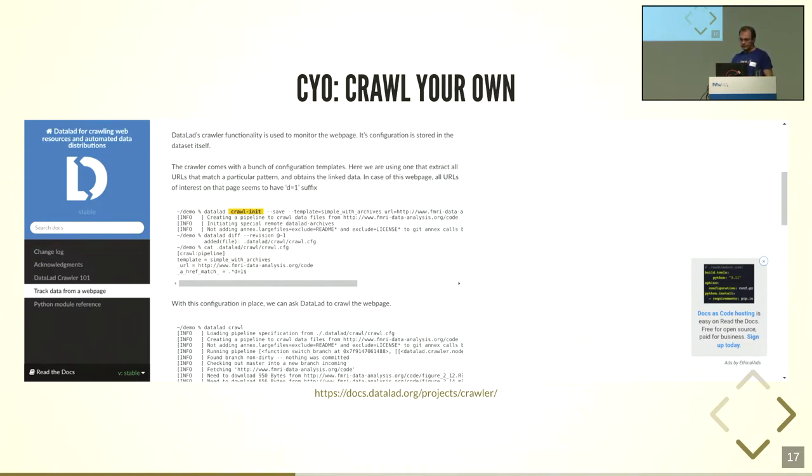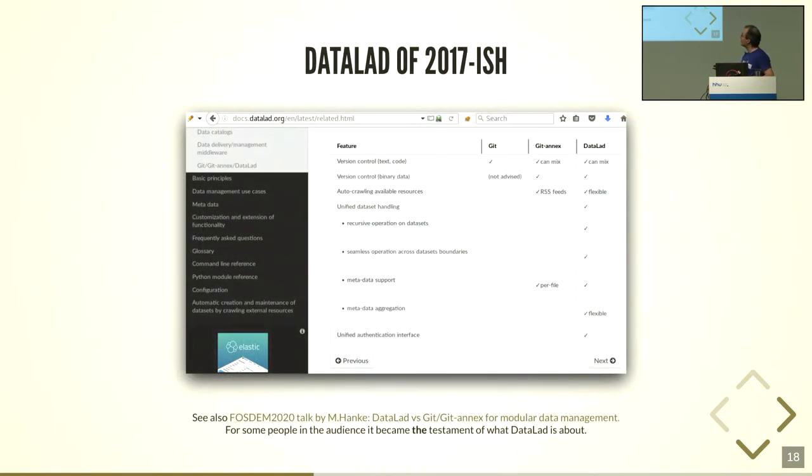So altogether, in 2017, compared to git and git-annex, DataLad had already achieved this unified access to data resources, but another interesting feature is that we could seamlessly operate across dataset boundaries. After actually trying different alternatives, we decided to use the git submodules mechanism, which is the standard way to bind different datasets together. And with DataLad, it's really easy to forget that there are submodules, you just say, give me this file, which comes from some subpath within a submodule. So it made it really easy. And we added some metadata support and aggregation.